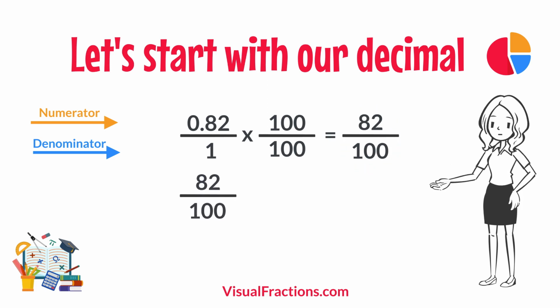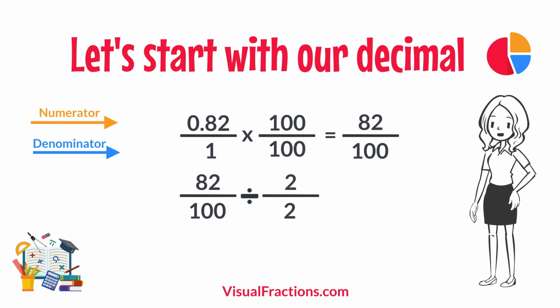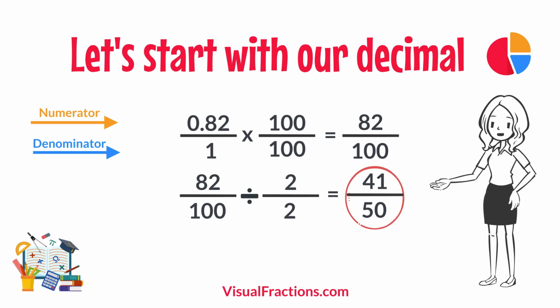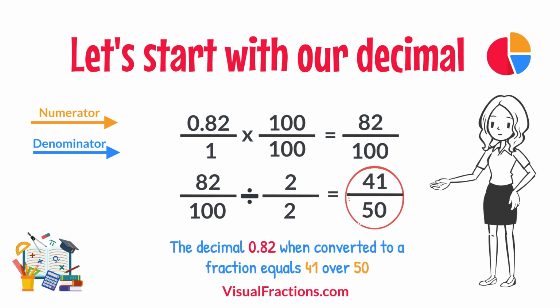Next, we simplify. Both the numerator and the denominator in 82 100ths are divisible by 2, the greatest common divisor. Divide 82 by 2 to get 41, and divide 100 by 2 to get 50. So, 82 100ths simplifies neatly to 41 50ths. And there you have it. The decimal 0.82 when converted to a fraction equals 41 50ths.